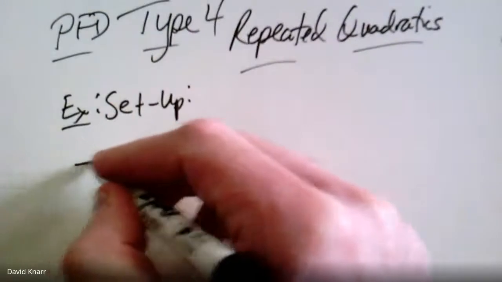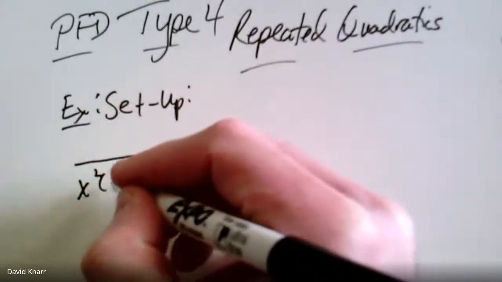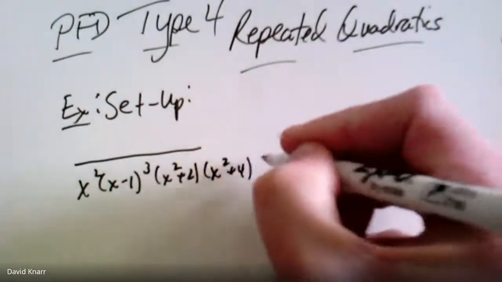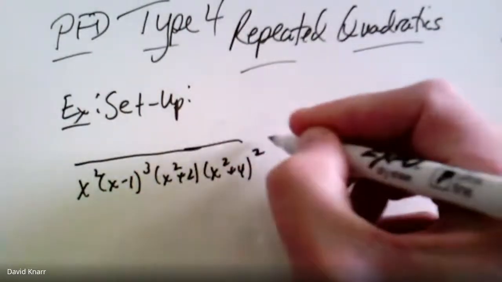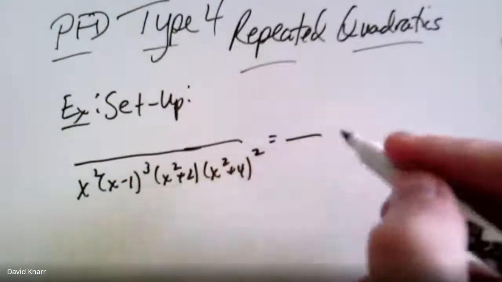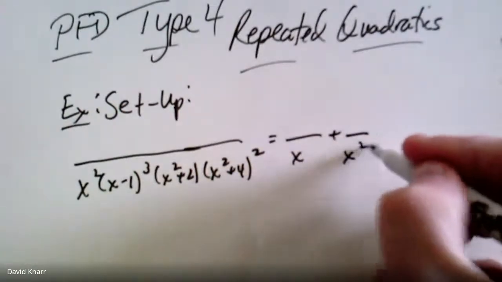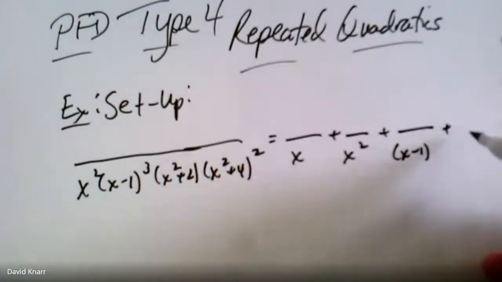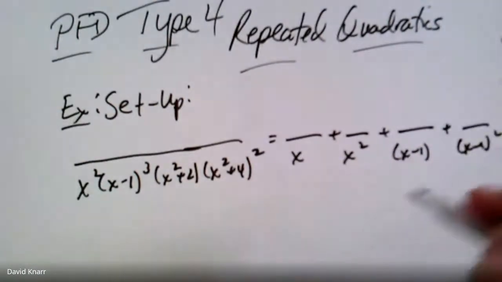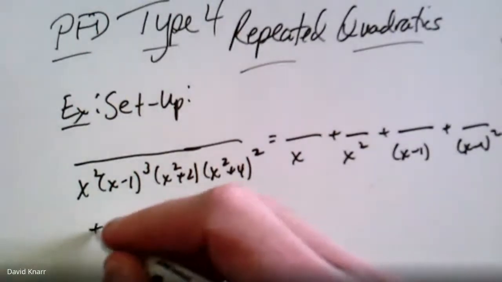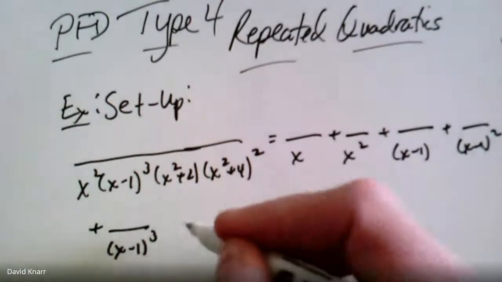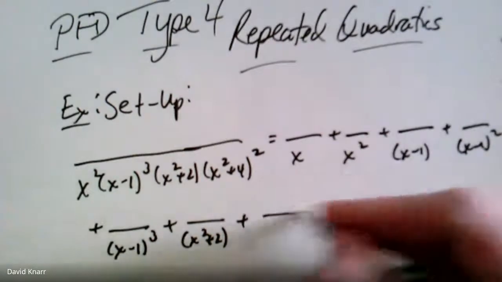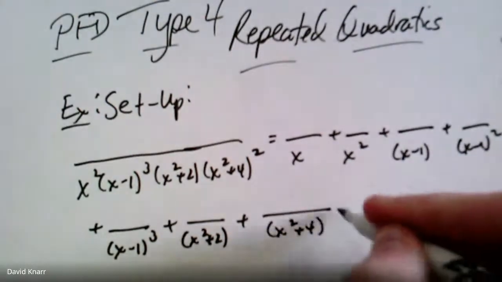We'll set one up that's pretty complicated right off the bat. Let's try x squared, x minus 1 cubed, x squared plus 2, x squared plus 4 squared. All right, we'll set that up. We don't care what the numerator is. So the x squared will be an x and an x squared. X minus 1 cubed is an x minus 1, an x minus 1 squared, and then an x minus 1 cubed. And then we have an x squared plus 2, which can't be factored, and an x squared plus 4.